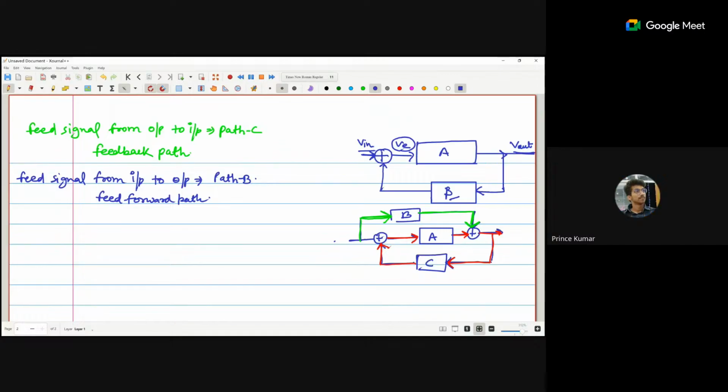Sir, I didn't understand the feed forward. If you feed some signal with some other path, and that path will be adding in the output side, that is called the feed forward. Sir, it will be good if you go with one example in the feed forward.